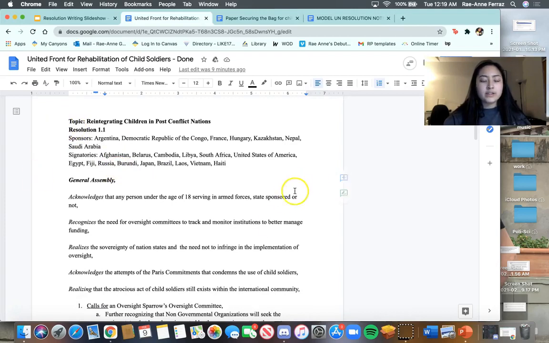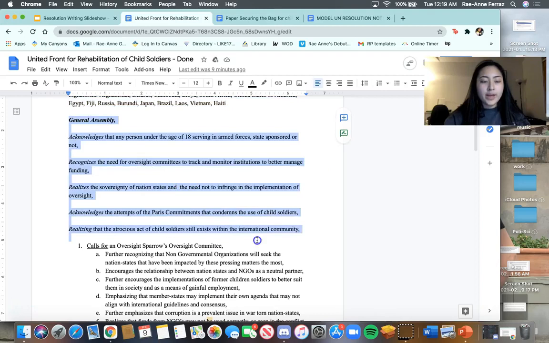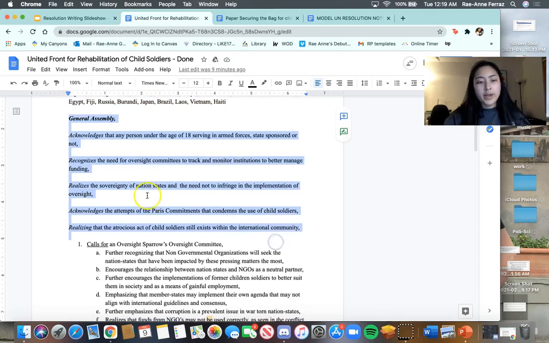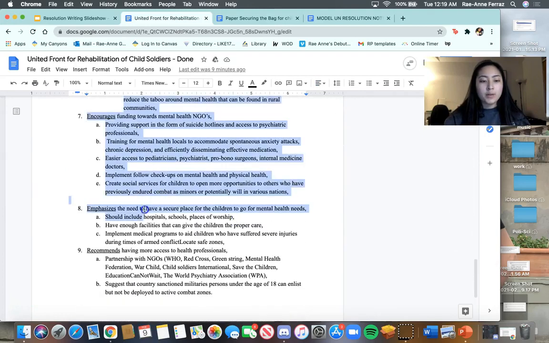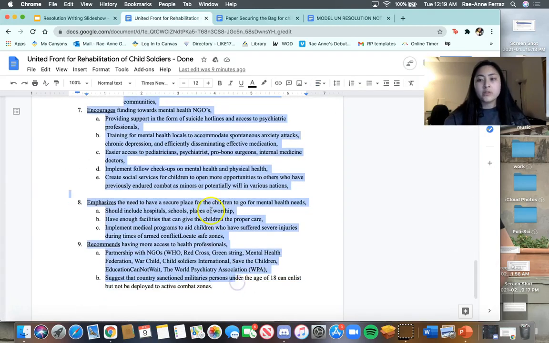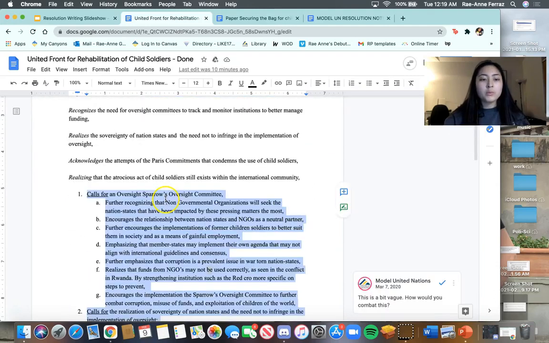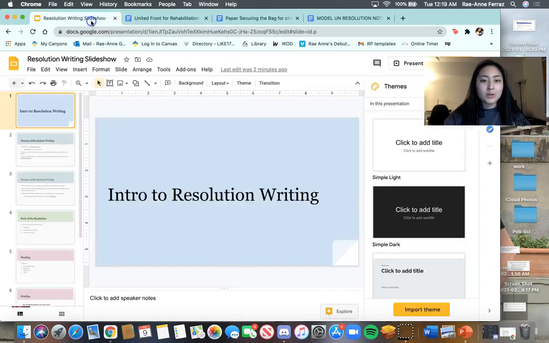You can see here there's a very basic format. I will go over how formatting goes for a draft or for a resolution. Right here we have a heading, and then down here we have what are known as preambulatory clauses, and everything below that are operative clauses. So all the way down to here, those are operative clauses. I will go over what each of those mean, but next I will go over how the process of writing a resolution goes.